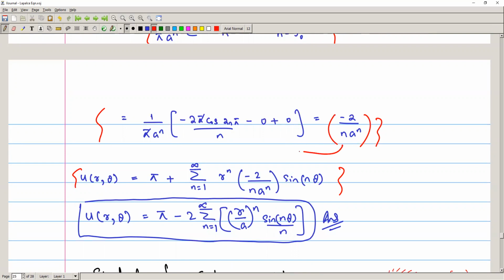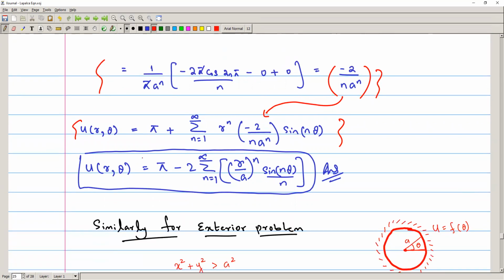Therefore we will plug it in here instead of b n, so we will finally get the particular solution here, right, for the given boundary conditions and periodic conditions.